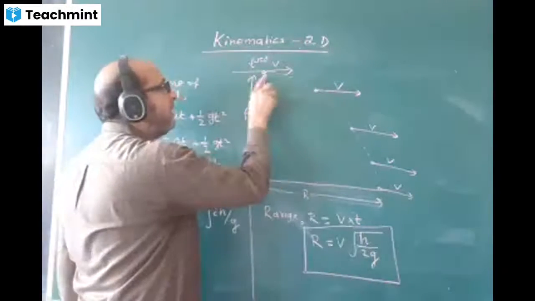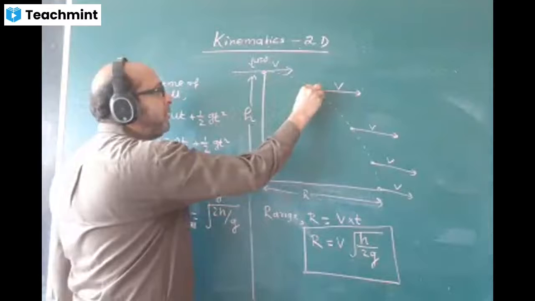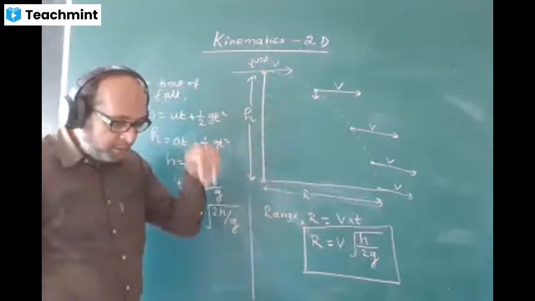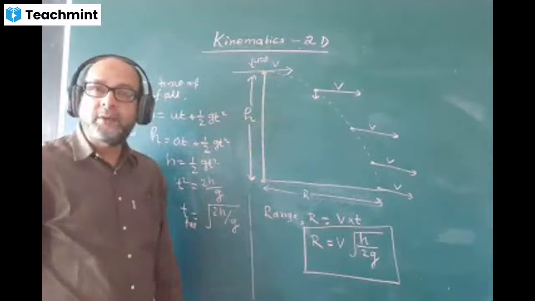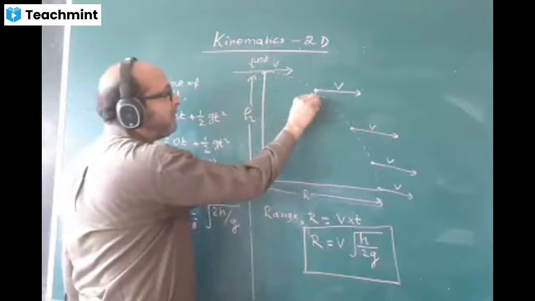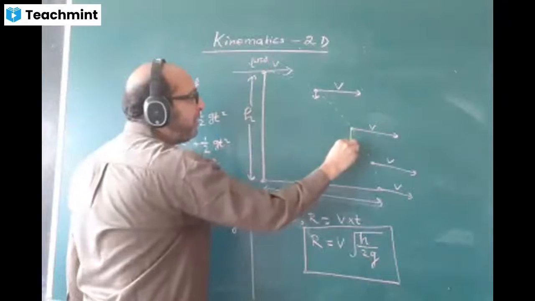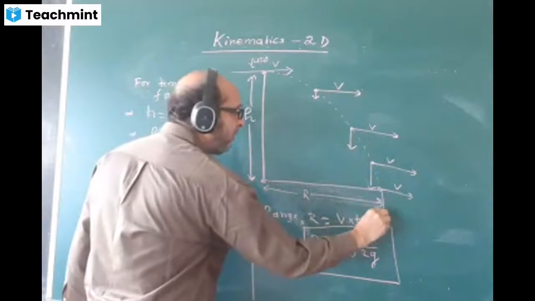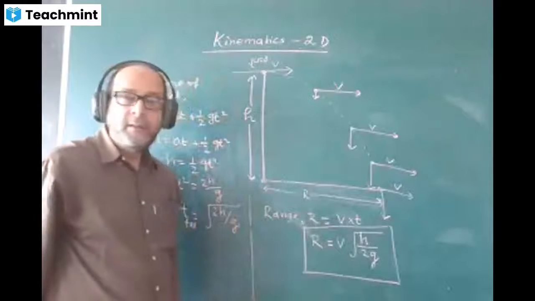But the vertical velocity, the u value, was 0. Now the new value of u will come here. The value of u will increase. As the body falls down, the value of the vertical velocity keeps on increasing. So it was 0 here. Here we will have some value of u. Here the value will increase, here further, and here it will keep increasing like this.